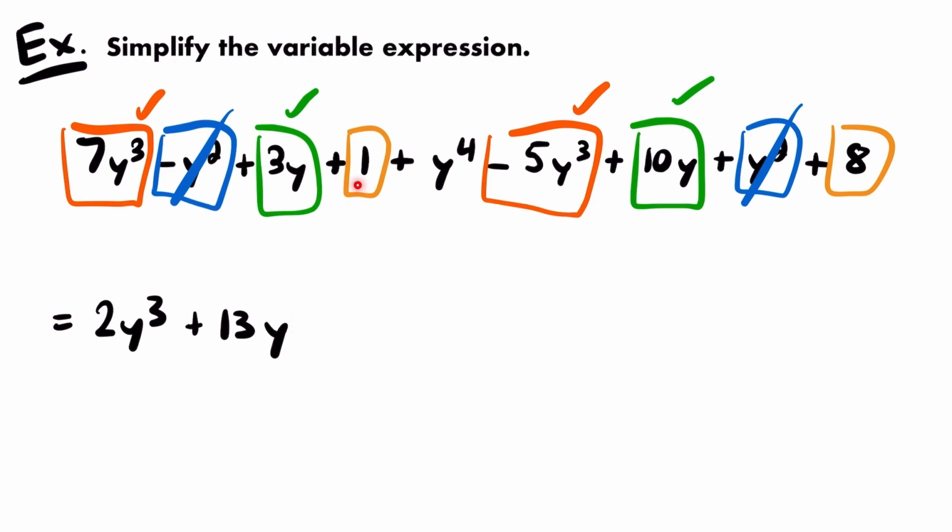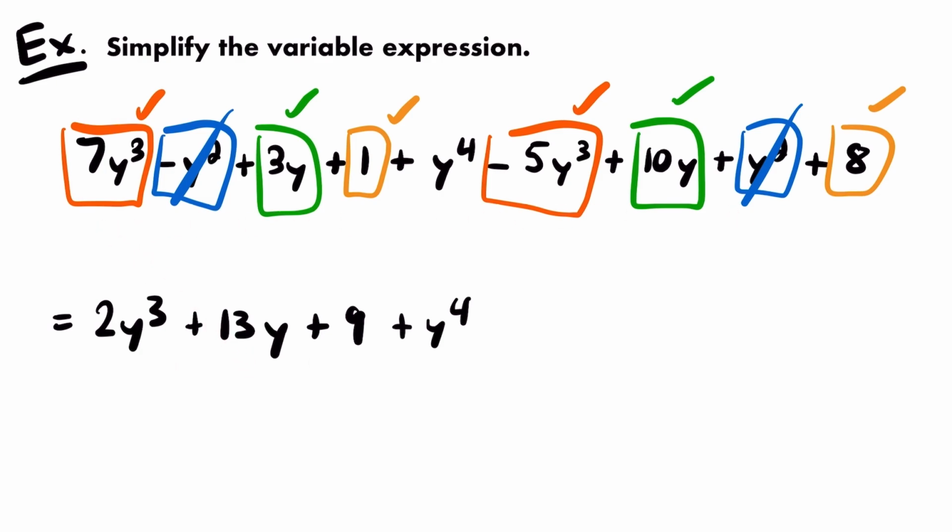Then we have constant terms of 1 and 8. 1 plus 8 is 9. So we have plus 9, then we can check those off. And finally, we have y to the power 4. We can just write that on the end here. Okay, and so that would be it. This is the simplification of this variable expression by combining like terms.